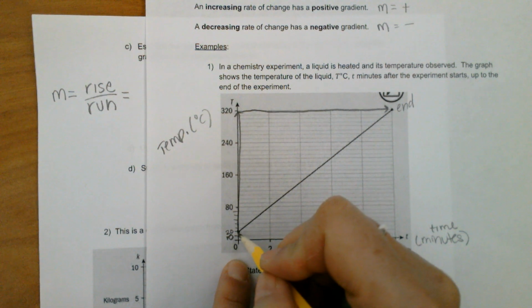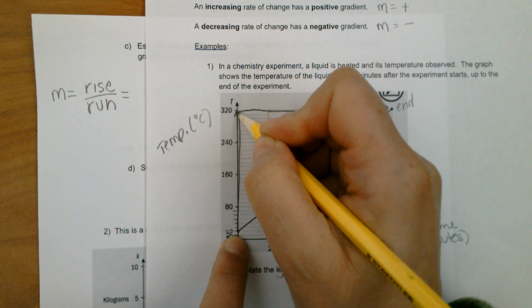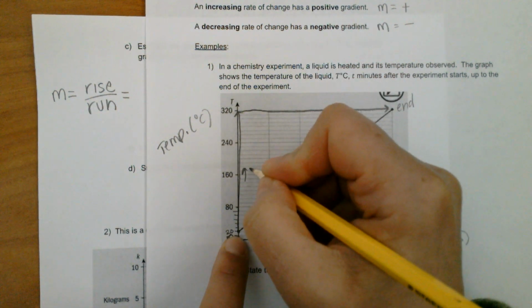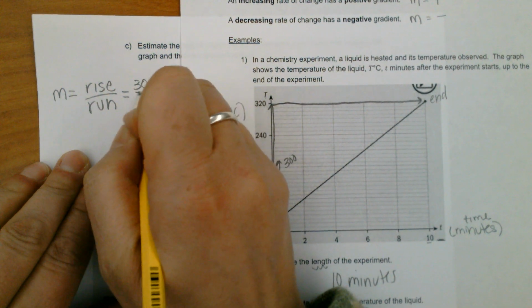Okay, so let's examine that. So here we went from 20 and we went all the way up to 320. So we had to go up 300. So that is our rise. Our rise is 300.